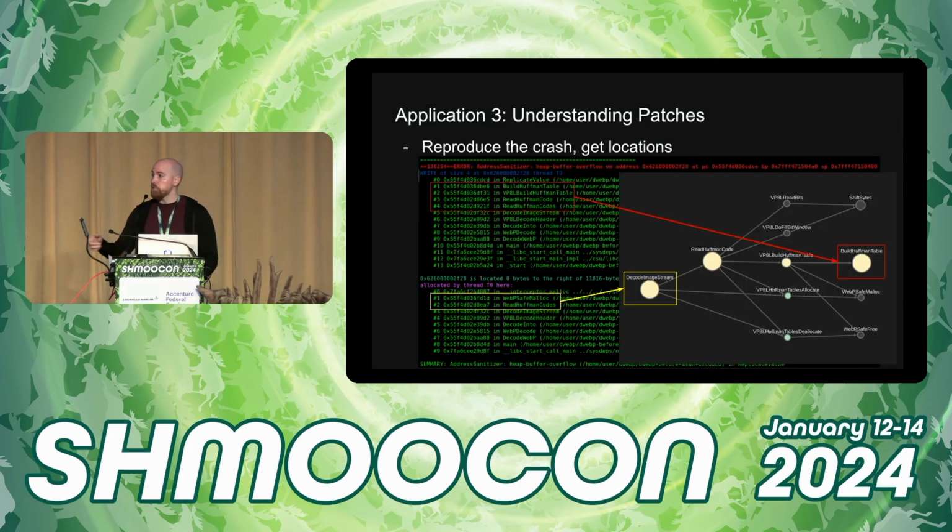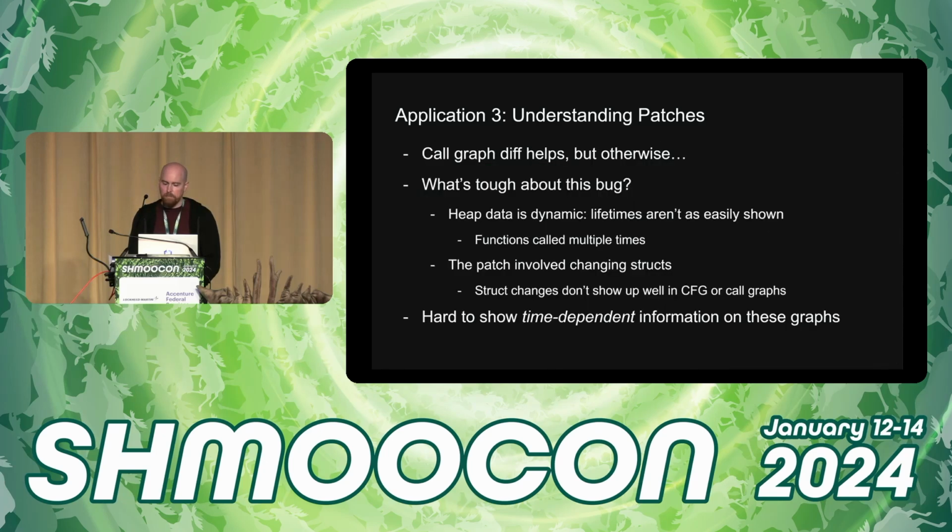We can point to it on the graph and say this is where that happened. And indeed, in the control flow graph, same deal. We can point to those addresses. But this is a complicated bug, and so overall, I would say that this was not really a success. The call graph diff does help, and there are other tools that can give you stuff like that. But let's talk about why it wasn't as helpful.